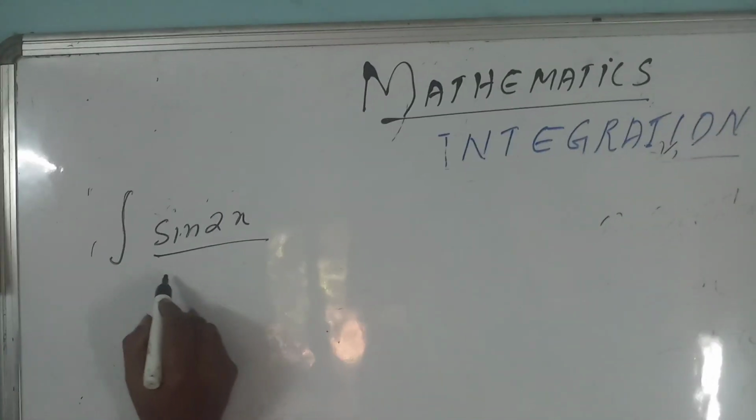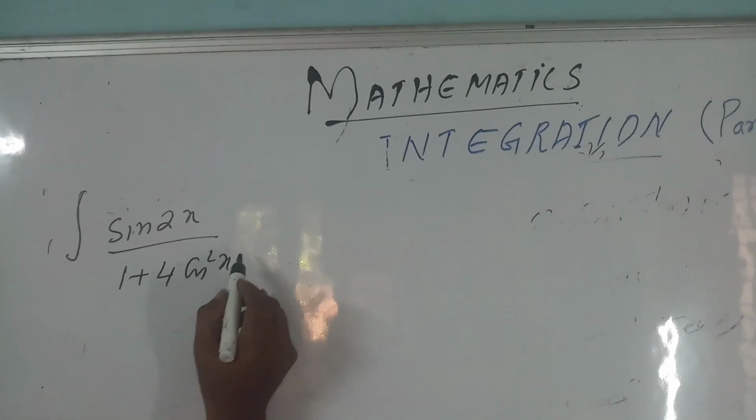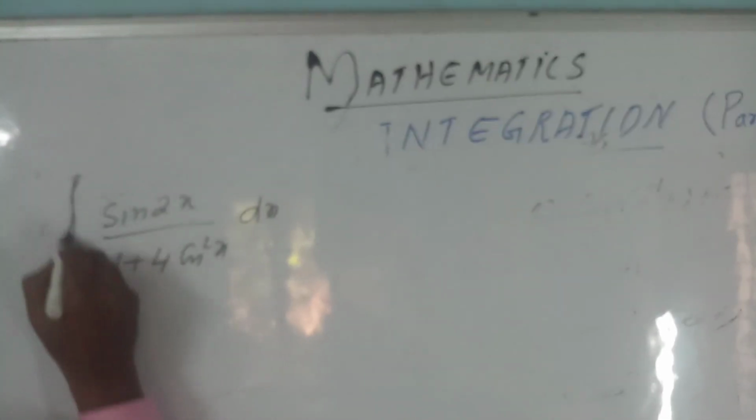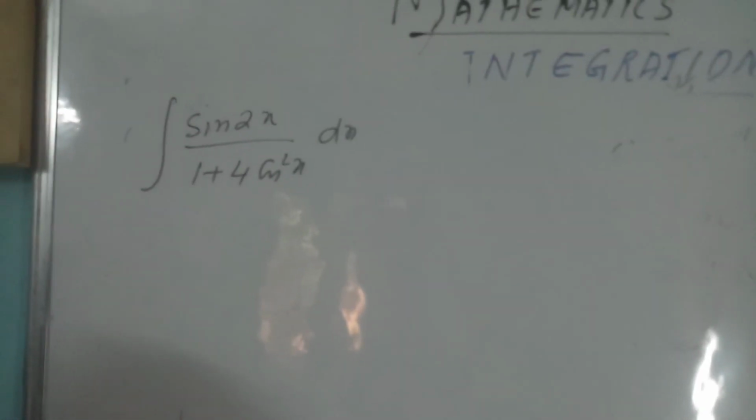Integral sin 2x by 1 plus 4 cos square x dx.